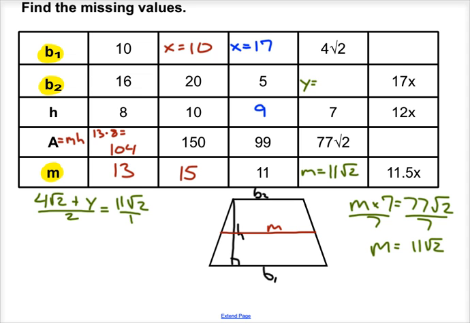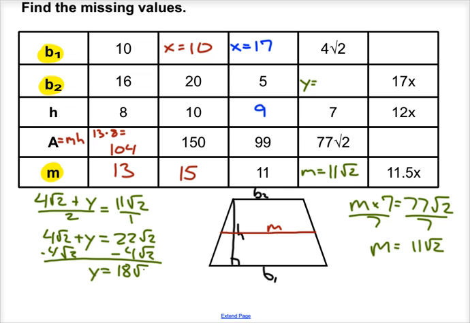And cross multiply. So if I cross multiply, I get 4 square roots of 2 plus y equals 2 times 11 square roots of 2, which is 22 square roots of 2. Subtract 4 square roots of 2 on each side, and I get y equals 22 square roots of 2 minus 4 square roots of 2, which is 18 square roots of 2.